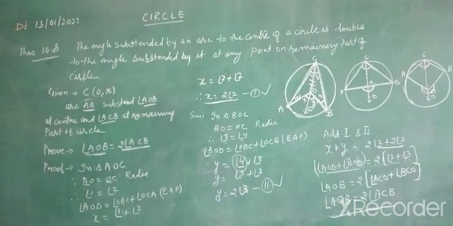The angle subtended by an arc at the center of a circle is double the angle subtended by the same arc at any point on the remaining part of the circle. Okay, if you have doubt, you can ask.